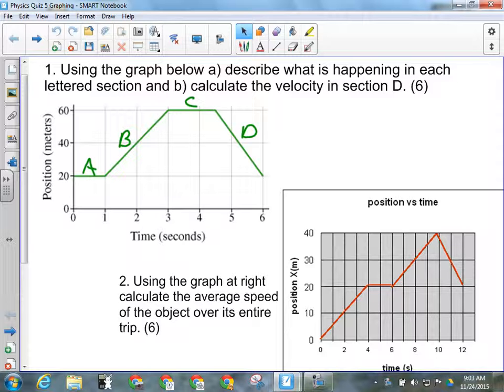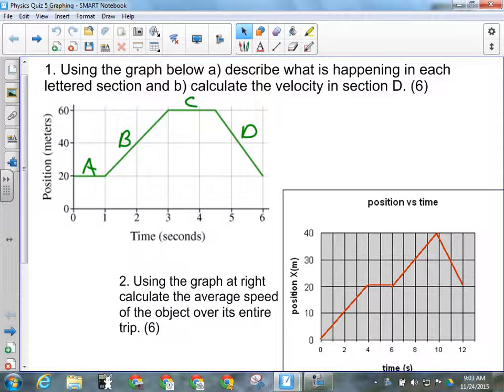All right, what's going on in part A? Nothing. Well, it's not always a good idea to say nothing. We would say the object is stationary. Yeah, that would be a better way to describe that. Okay, the object is not moving. The object's position is not changing over the course of 1 second. Something like that. Make sure you have a good description of what it's doing.